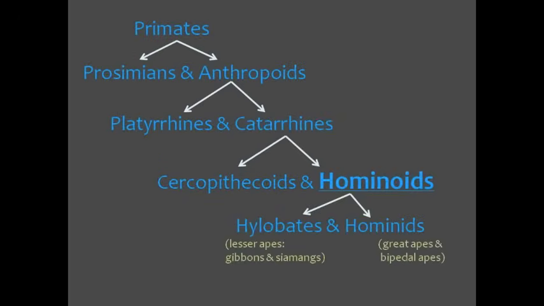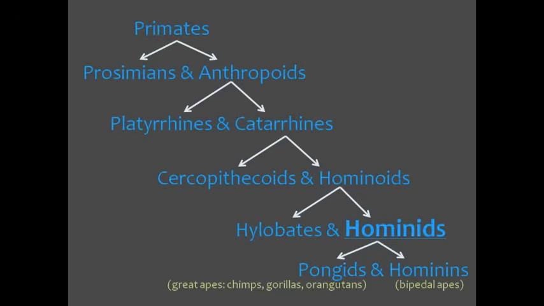Within the hominoid group, there are Hylobates, the gibbons and the siamangs, which are called the lesser apes because of their small body size. We saw a gibbon skeleton at the last station. And the hominids, which are the great apes, the chimps, gorillas, and orangutans, and the bipedal apes, humans and their bipedal ancestors. So let's look within this group of hominids at the great apes, the pongids, and the hominins, the bipedal apes.